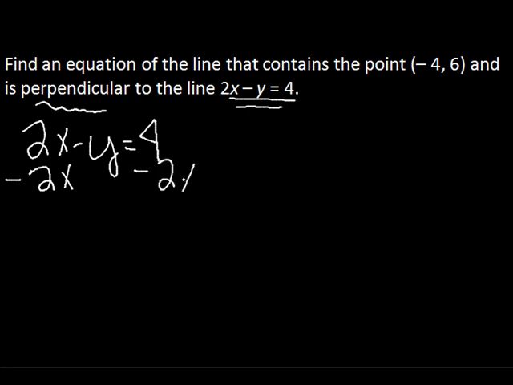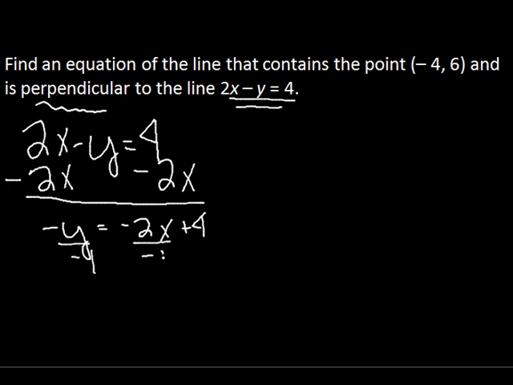So we're going to subtract 2x from both sides. Negative y equals negative 2x plus 4. We're going to divide each part by negative 1 because we want to get y by itself. We don't want negative y. So we have y equals 2x minus 4. Remember, this is your slope, m, and this is your y-intercept, b.